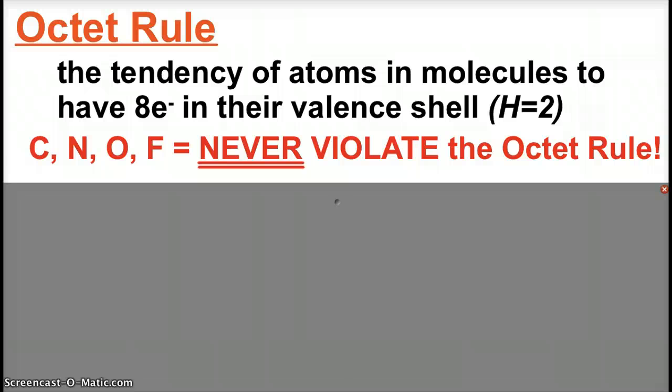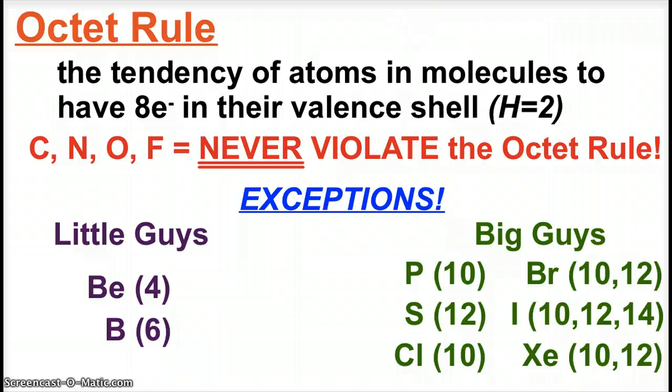Carbon, nitrogen, oxygen, and fluorine never violate the octet rule. So that'll be important information for us as we draw Lewis diagrams. There are exceptions, and even though these are exceptions, a lot of these elements also do obey the octet rule more often than not. But there's some little guys. Beryllium and boron are actually just way too tiny to really accept 8 valence electrons. And so beryllium's happy with 4, and boron is happy with 6.